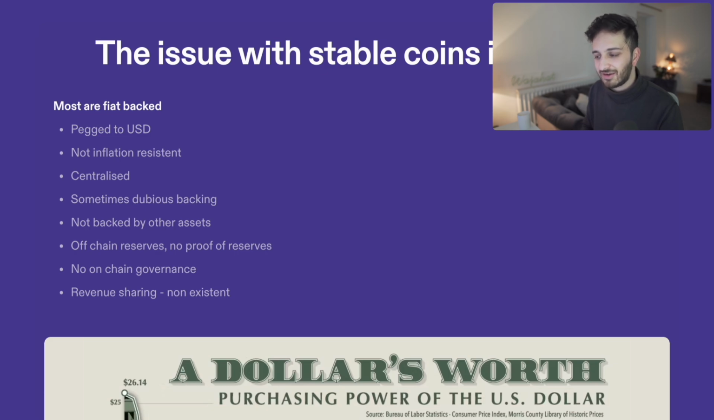There often isn't any kind of on-chain governance as well. I think the decisions are made by these centralized entities, and that kind of means that you, as a stakeholder in that particular stablecoin, doesn't really have too much to say regarding the direction that you'd like things to go.